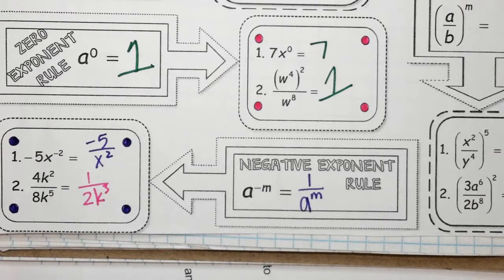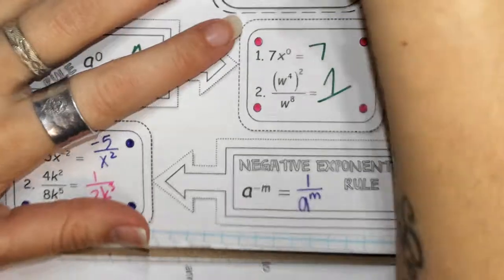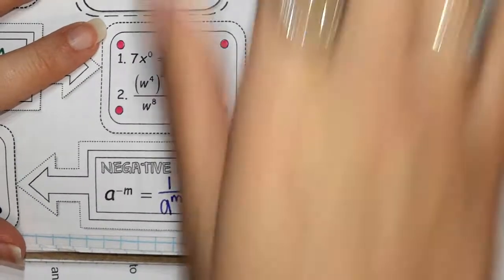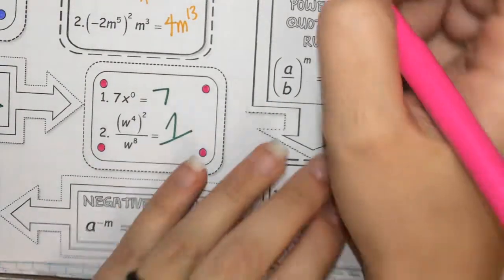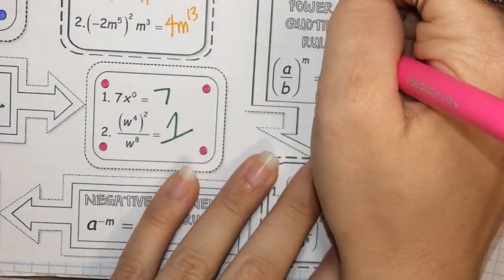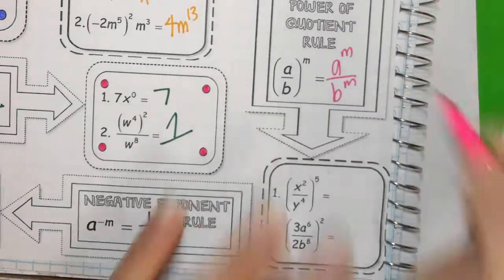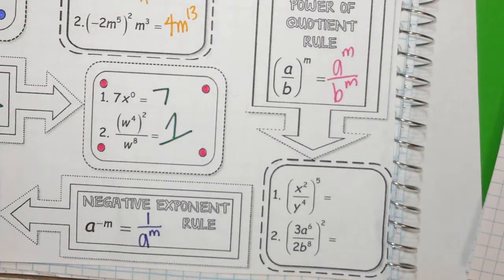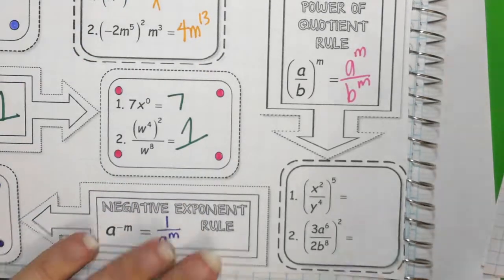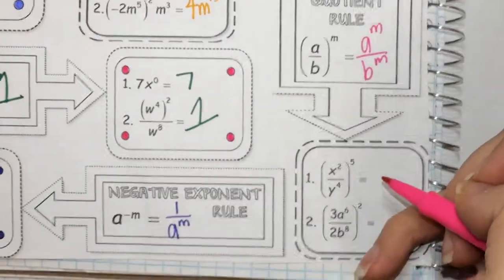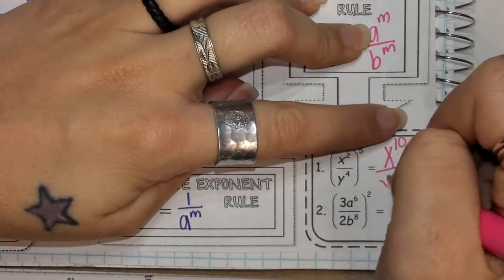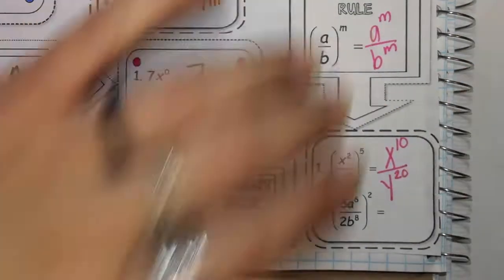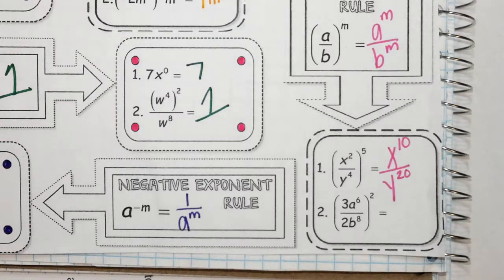Alright, last one. Are we ready? Power of a quotient rule just means you still raise everything in that parentheses to the exponent. So this would become A to the M divided by B to the M. So for number 1, you would do 2 times 5, which is 10. And 4 times 5, which is? So it's just x to the 10th divided by y to the 20th.